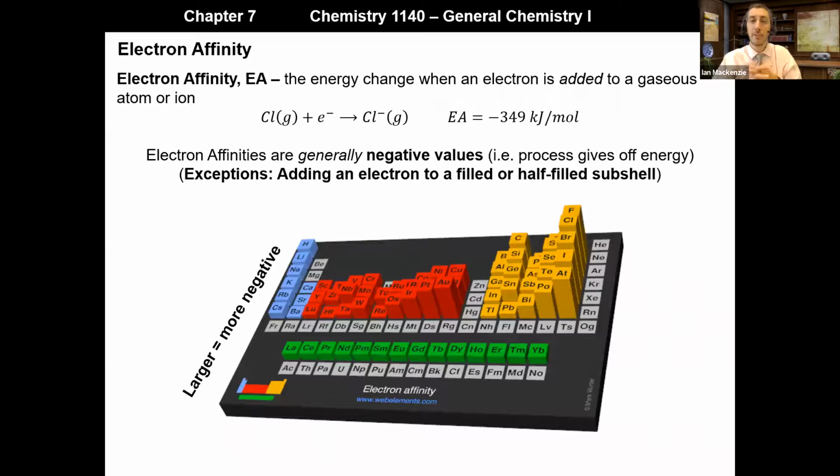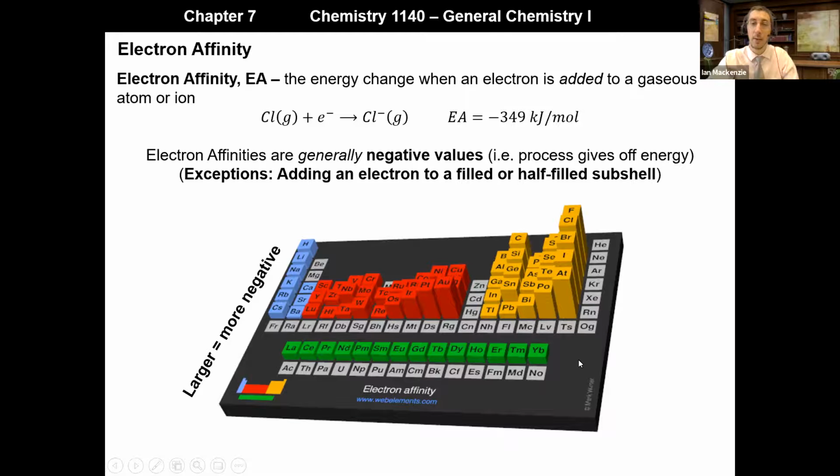And there are trends to electron affinities, just like there are trends to ionization energies, and there are some similarities. But what we'll point out from this periodic table is that they do tend to increase as we go left to right across the periodic table, or at least increase in terms of becoming more negative, similar to the way that ionization energies became more positive as you go left to right across the periodic table. But you'll notice some gaps.